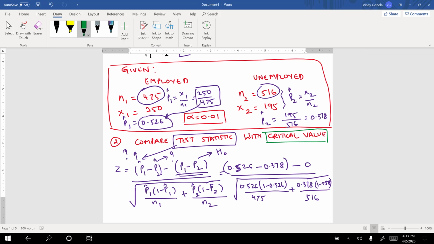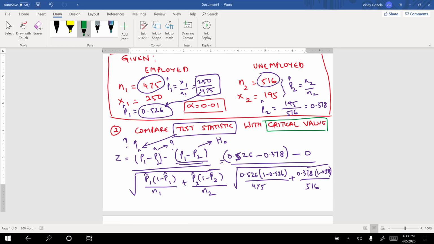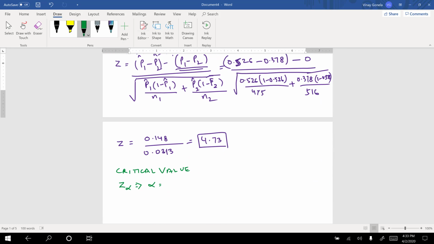That means you will do z alpha, where your alpha is given as 0.01. So you are looking for the value z 0.01. Let's see how this looks in a normal distribution curve.